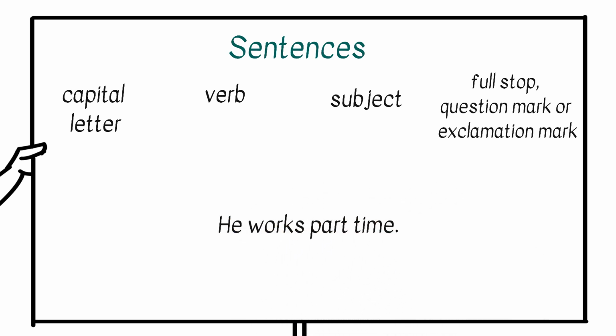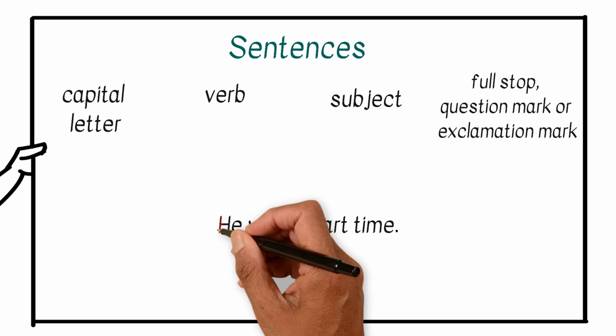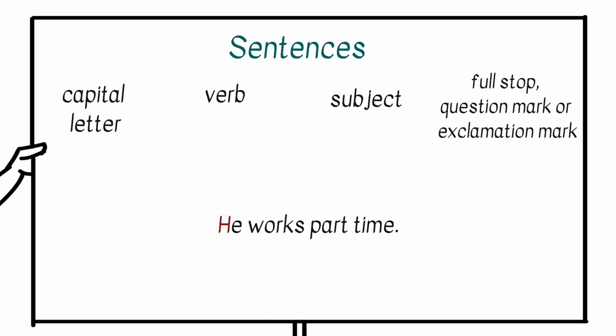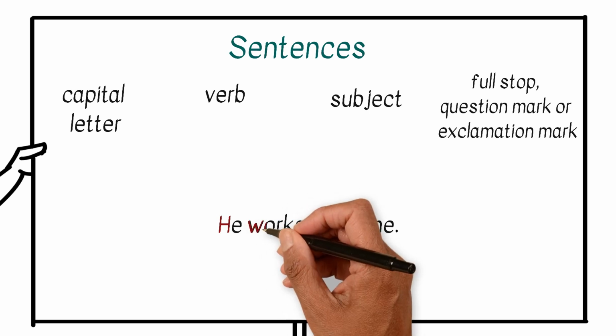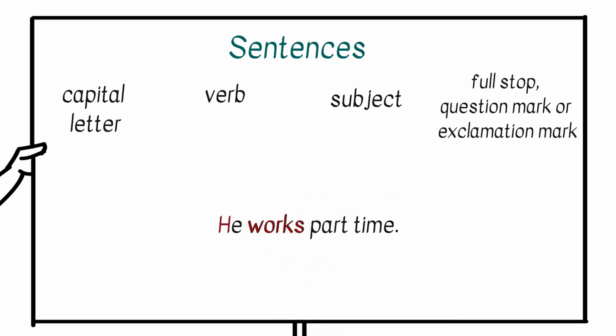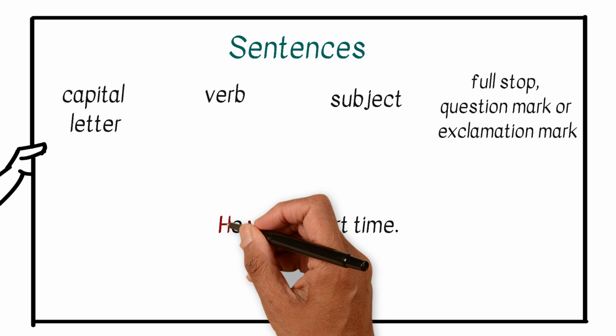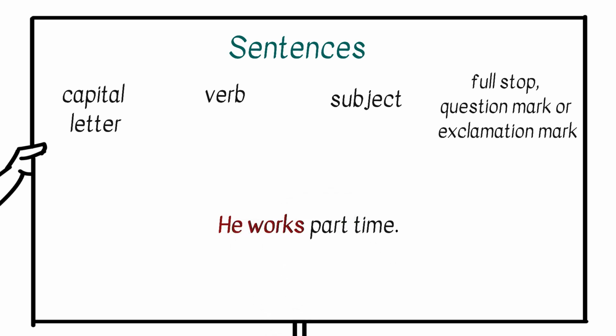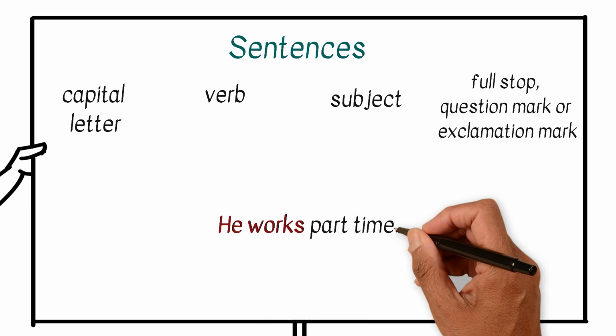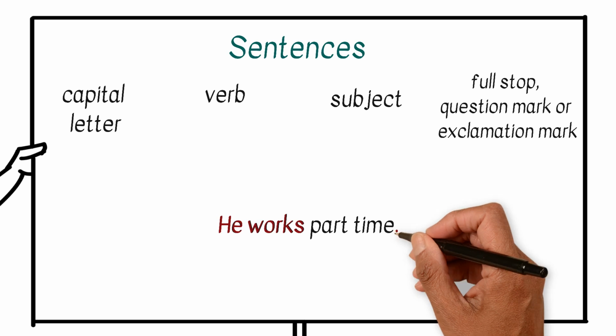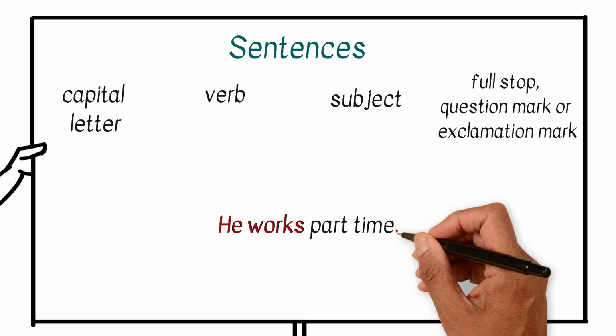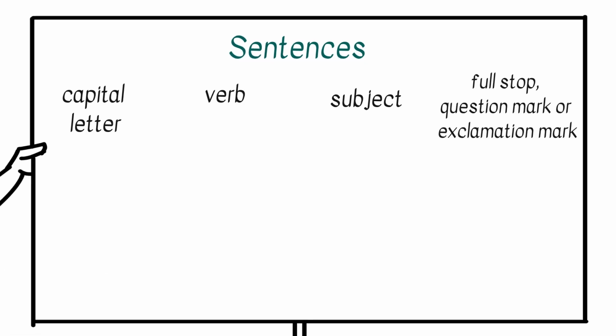He works part-time. The H of he is a capital letter because it is at the beginning of the sentence. Works is a verb. The subject is he. It is about a person. And a full stop is at the end of the sentence. Okay, let's look at another.